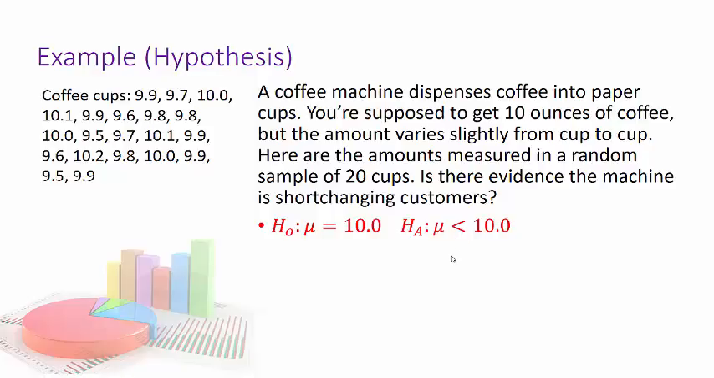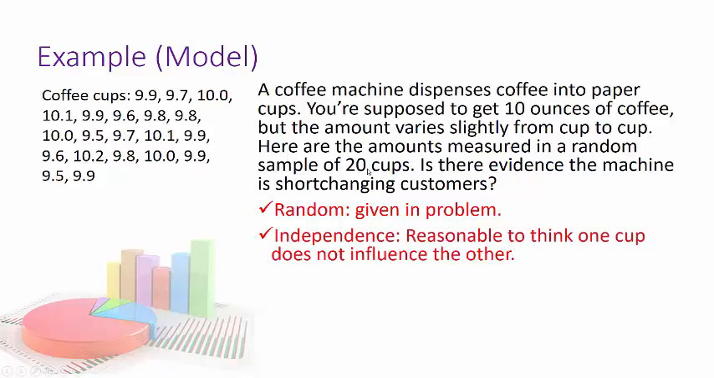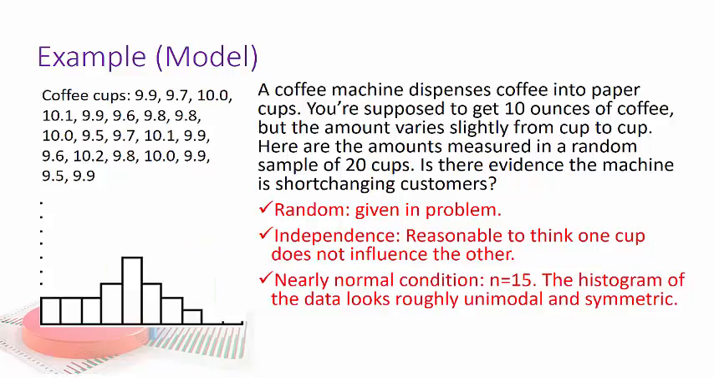Okay, so let's go ahead and see if we can use our model. Is it random? Well, it is given in the problem that it's random. Independence: it's reasonable to think that one cup does not influence the other. And then the nearly normal condition. Well, here's the histogram of the data, which we did last time, and the data looks roughly unimodal and symmetric.